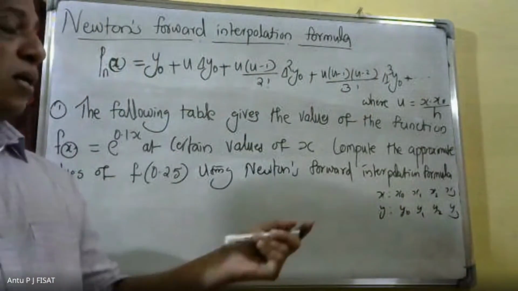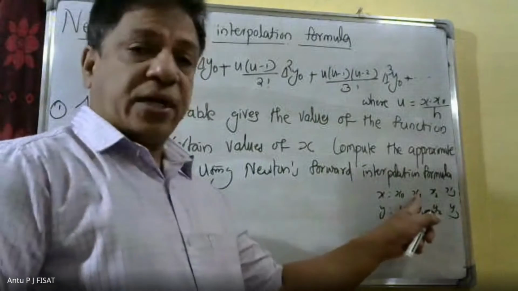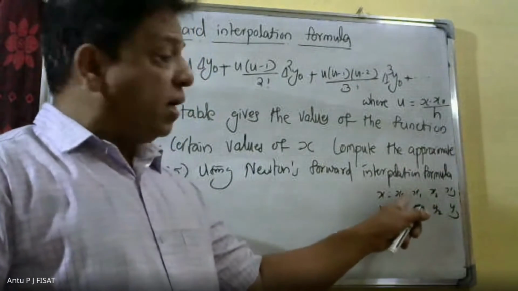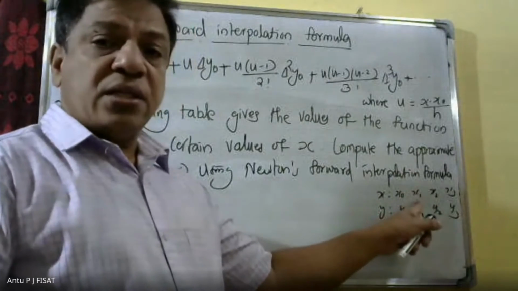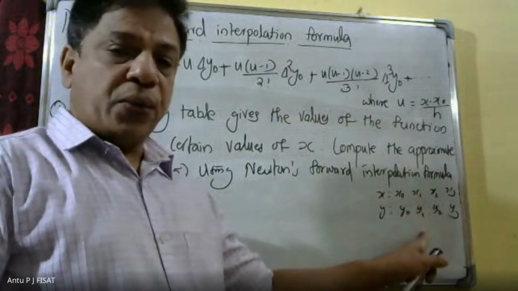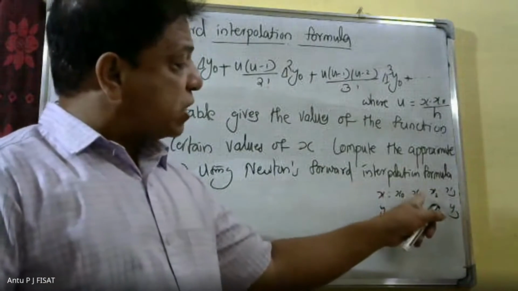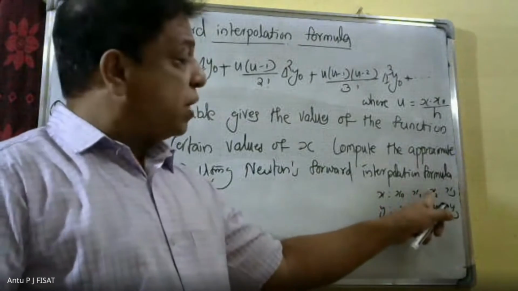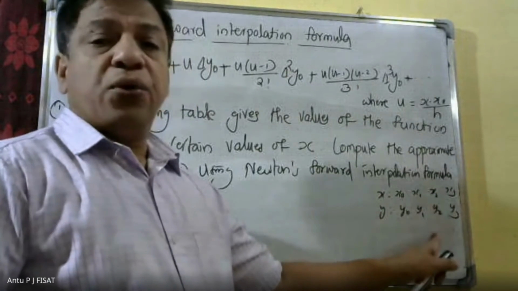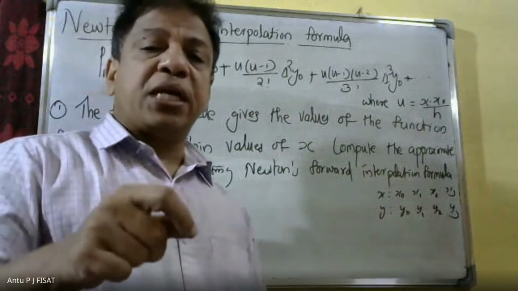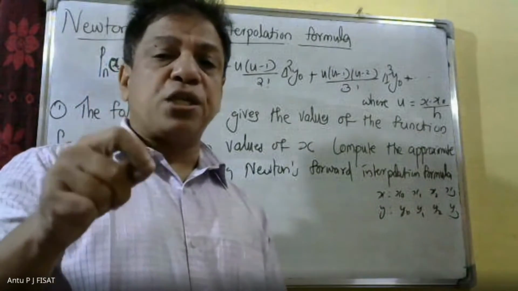We can find a value in between x0 and x1. If an x value is given in between x0 and x1, then we have to find out the corresponding y value. Or if a value is given in between x1 and x2, we can find the corresponding y value. For that, we use Newton's forward interpolation formula.